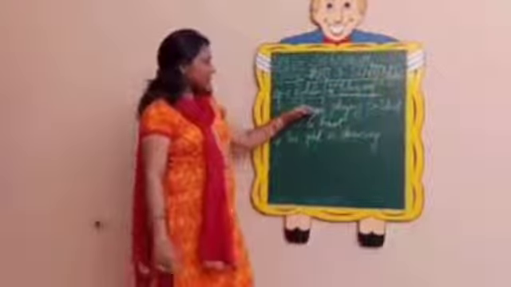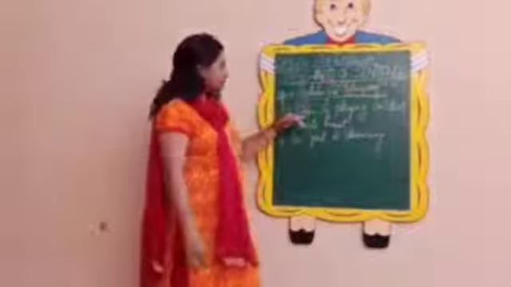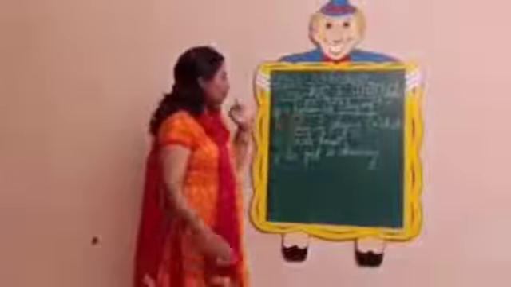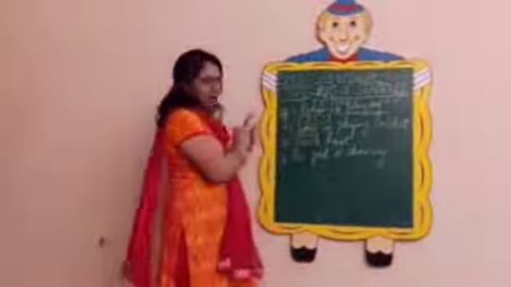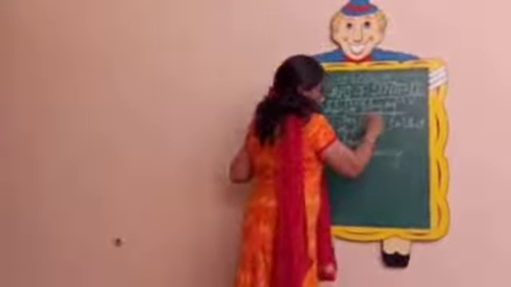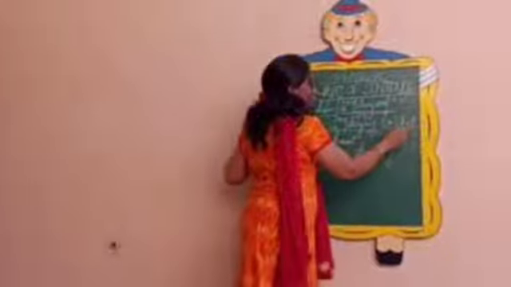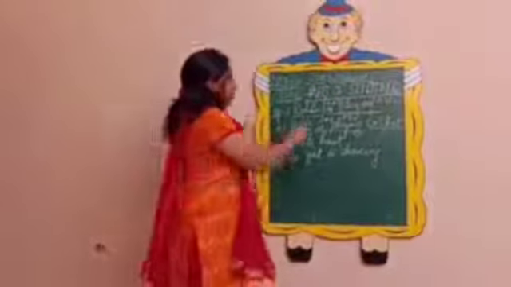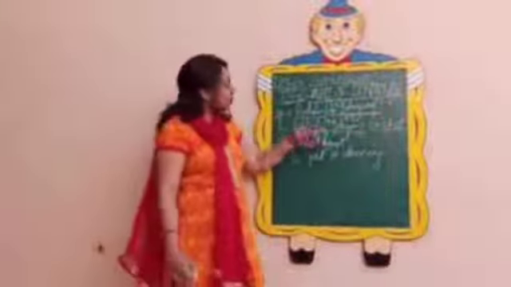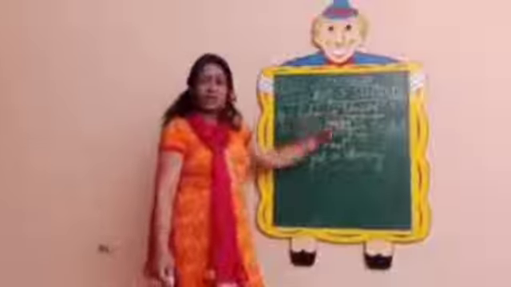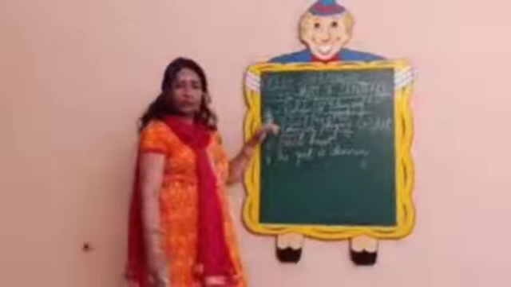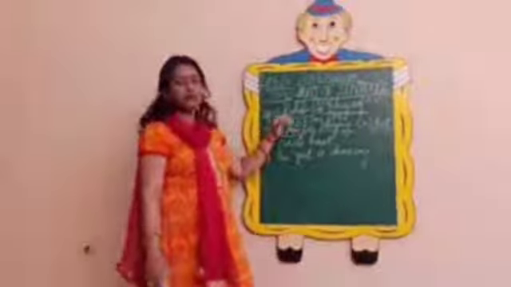Coming to the second sentence, Rohan is playing cricket. Just see again, who is the doer of action here? Who is doing the work of playing? Rohan. So Rohan is a subject. Again, is is our helping verb, playing is the main verb, and the game that is played, cricket, is the object. We are given the information about Rohan, that Rohan is playing cricket. So whatever information we have about Rohan, that is playing cricket, comes under the predicate. And since Rohan is the doer of action, he is a subject.